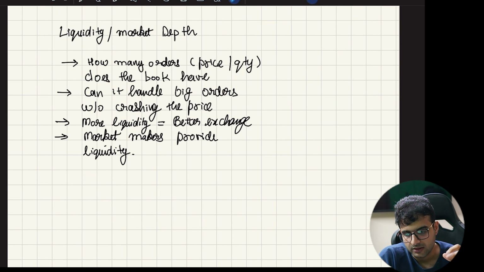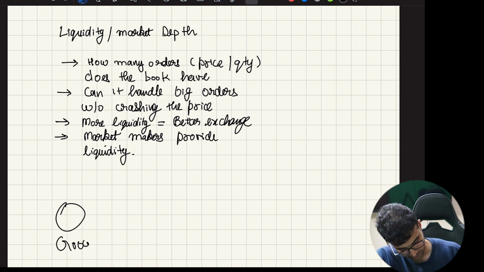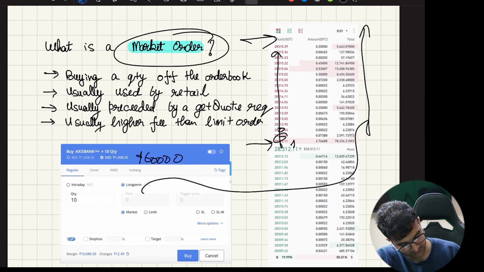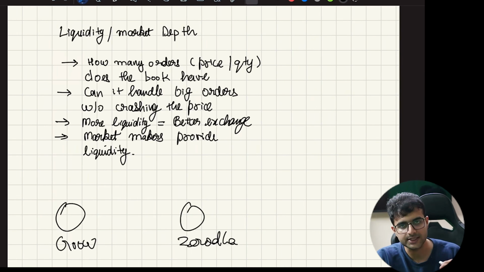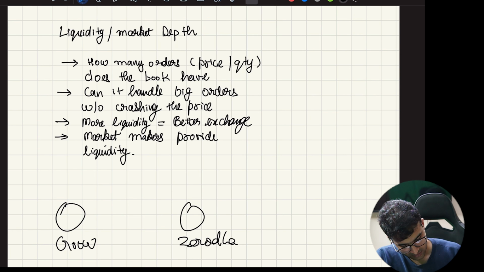Which means there are multiple exchanges. As I said, there is Groww, there is Zerodha, and the liquidity on those exchanges means how tight the spread is, how far apart it is, and how much quantity people have already put there. I'm willing to buy, I'm willing to sell. So that if a big order comes, how much price impact will there be, how much will the market move based on a single whale coming in and putting in a big order. The less the price movement, the more the liquidity, the better the exchange is. More liquidity, better the exchange.